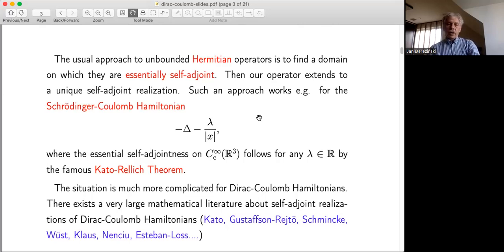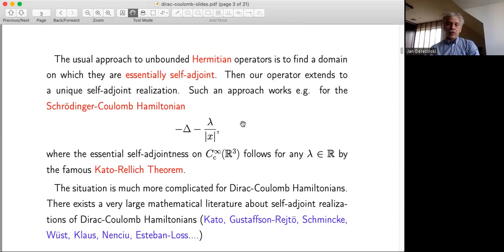Such an approach works, for instance, for the Schrödinger-Coulomb Hamiltonian, so the usual hydrogen atom Hamiltonian, where we have the Laplacian perturbed by the Coulomb potential. In this case, there is the famous Kato-Rellich theorem, which allows one to define this Hamiltonian. I mean, the main idea is that the Coulomb potential is controlled by the Laplacian, and because of that, the Coulomb potential does not change much the domain of the full Hamiltonian.